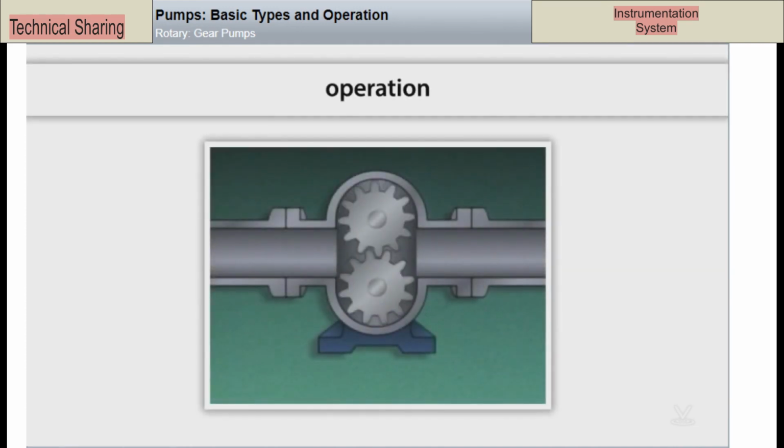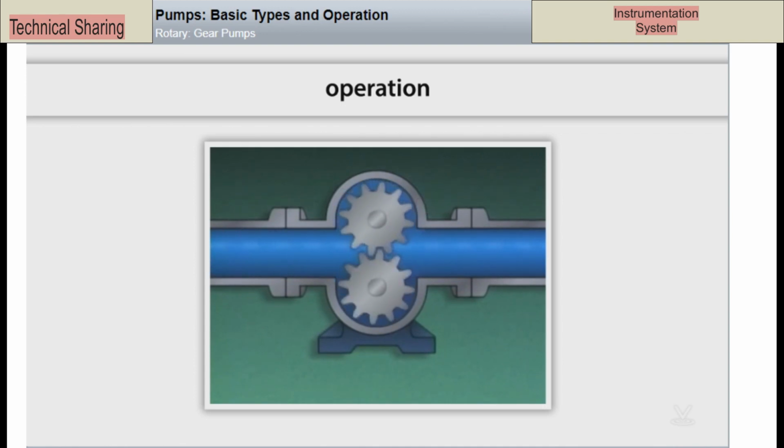Operation. During operation, liquid enters the pump through the suction port. As the gears turn and unmesh, liquid is trapped in the spaces between the casing and the gear teeth and moved along the casing until it reaches the discharge port, where it's forced out of the pump. On this type of pump, each space between the gear teeth positively displaces a given amount of liquid. So, each revolution that the gears make, a specific amount of liquid is pumped.